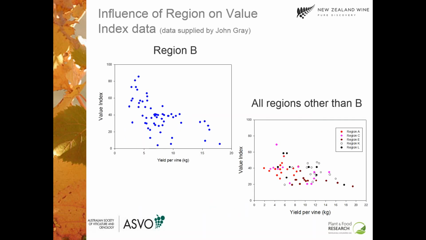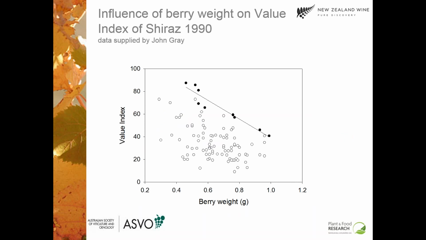Looking at the individual vineyards, the interesting thing is the lack of yield response, particularly in the regions other than B. You can see that there's a range of yields there, basically from 4 kilos per vine up to 18 kilos per vine, but it's having very little effect on the value index of that fruit. While he was doing this research, John looked at a number of parameters that might be influencing the value index. For example, berry weight. Now, this again is with Shiraz, and you can see here that the berry weight is affecting the value index.